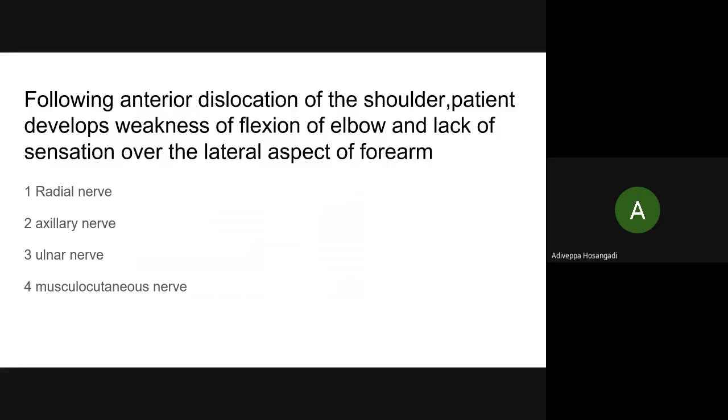Following anterior dislocation of the shoulder, the patient develops weakness of the flexors of the elbow and loss of sensation over the lateral aspect of the forearm. Which nerve is likely to be injured? Very easy if you remember. Flexors. Sir, ulnar nerve.